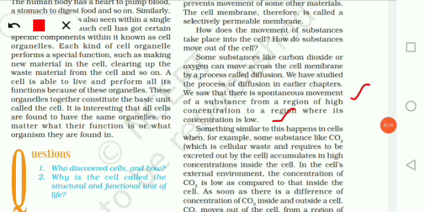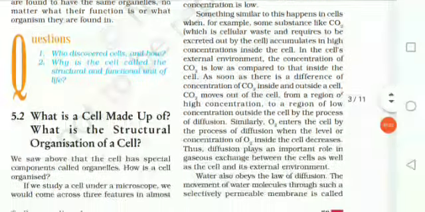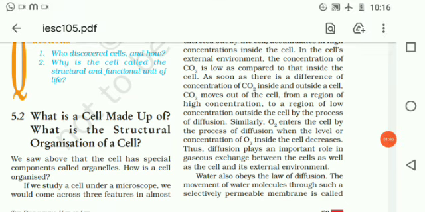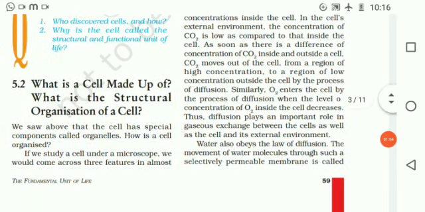Something similar happens in the cells. For example, some substances like carbon dioxide accumulate in higher concentration inside the cell. In the external environment, the concentration of carbon dioxide is low compared to the inside. So as soon as there is a difference, what will happen? The carbon dioxide will move out of the cell from a region of high concentration to a region of low concentration. Oxygen also moves the same way.